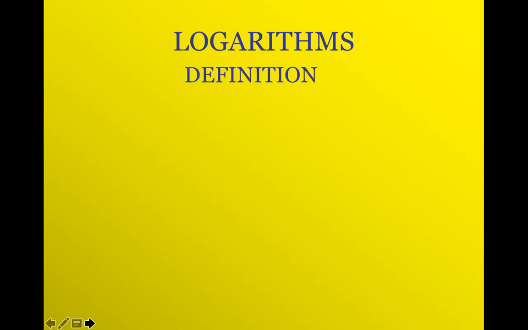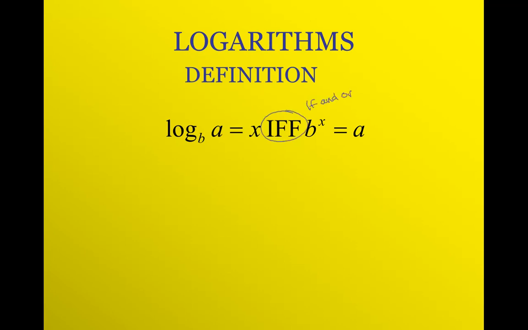So in order to get started, we're going to define what a log actually is. So logarithms, the definition of a logarithm. So log base b of a equals x if and only if. So this is if and only if, right? Meaning it's a definition. Like, it works both ways, right? So I could go either way here. I could start with either one and translate it into the other. So log base b of a equals x if and only if b to the power of x equals a.